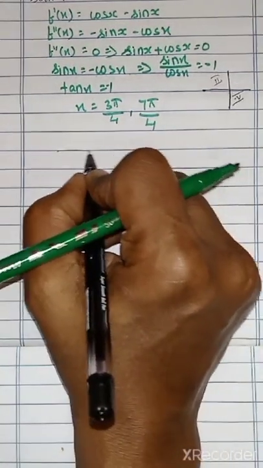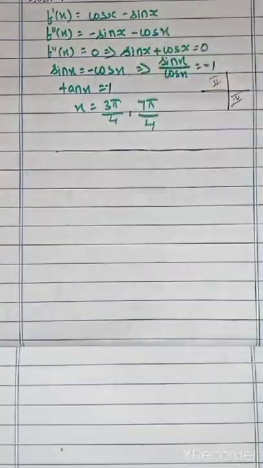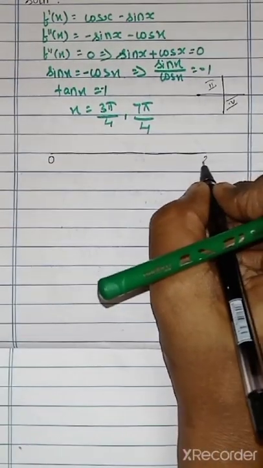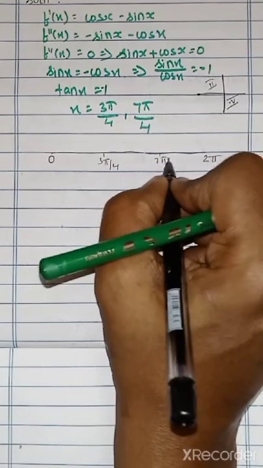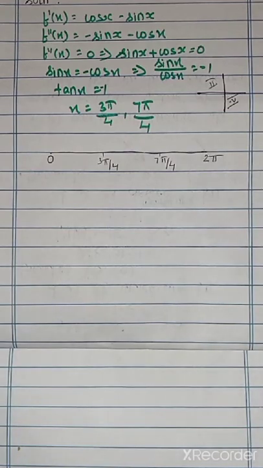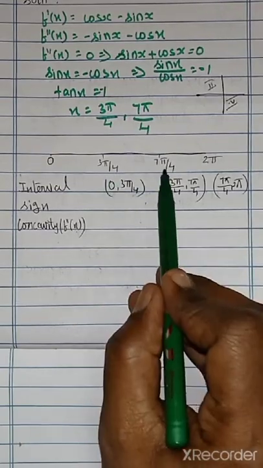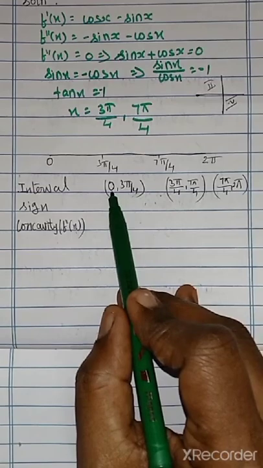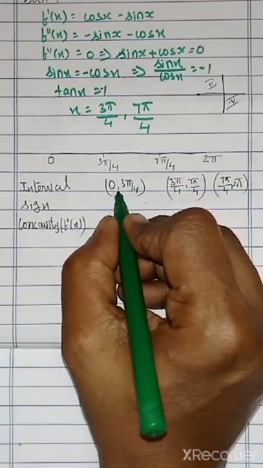Now we can take the interval, and here it is given in the question as 0 to 2 pi. Correct? So 0 to 2 pi, and 3 pi by 4 will come here, 7 pi by 4 will come here. Okay? So as in your previous problem, now if we take the intervals 0 to 3 pi by 4, 3 pi by 4 to 7 pi by 4, and 7 pi by 4 to 2 pi. Next, 0 to 3 pi by 4, we can take any value. We can take pi by 2.